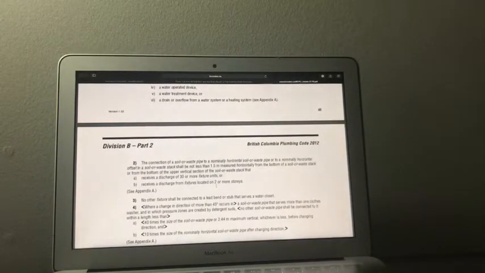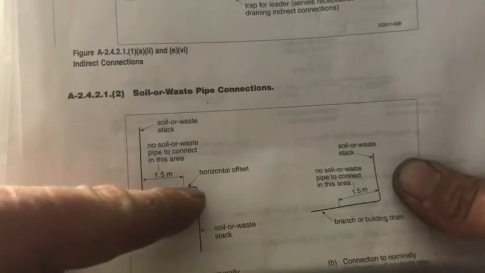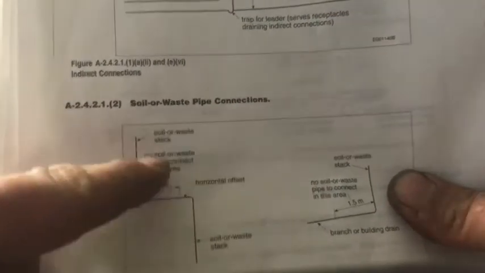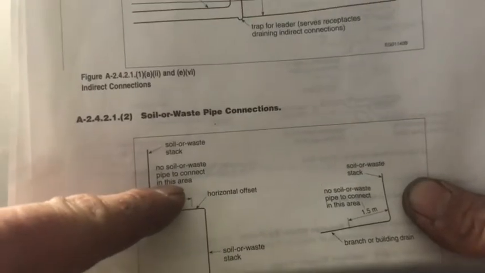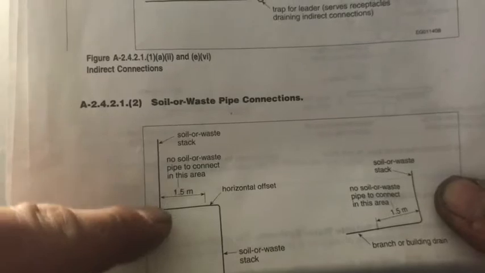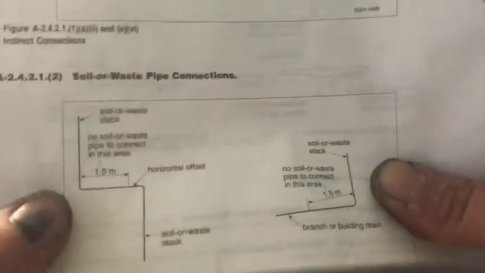Well, this is the picture right out of the back of the book that they're talking about. So, soil or waste stack example here. Come down. They're going to need 1.5 meters, which is 5 feet, and then come down again. And obviously, we're talking about connections to a drainage system. No soil or waste pipe connected in this area. So, super straightforward for that one.